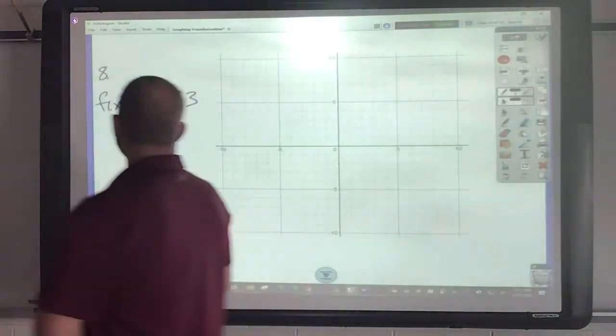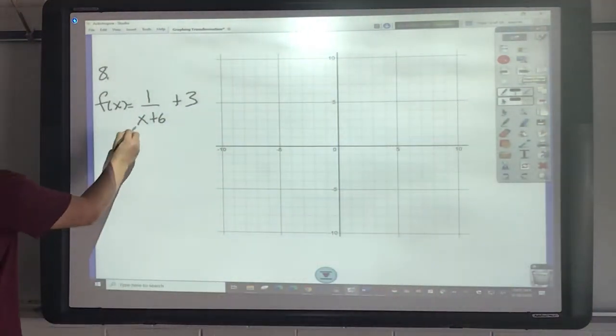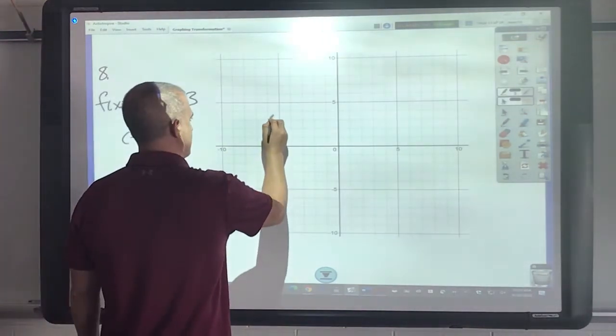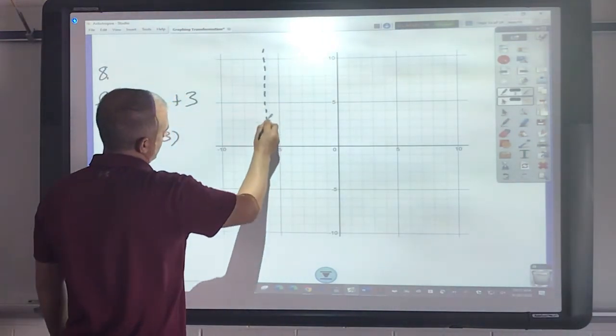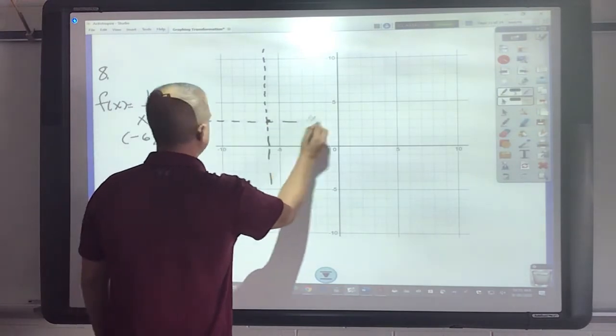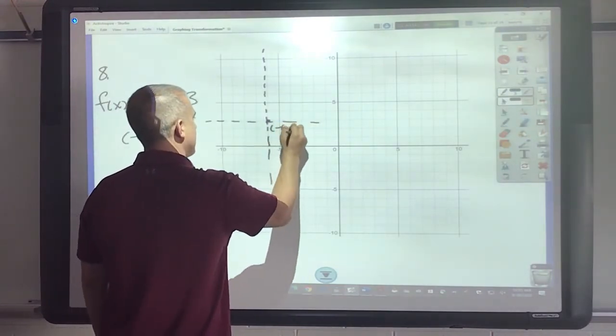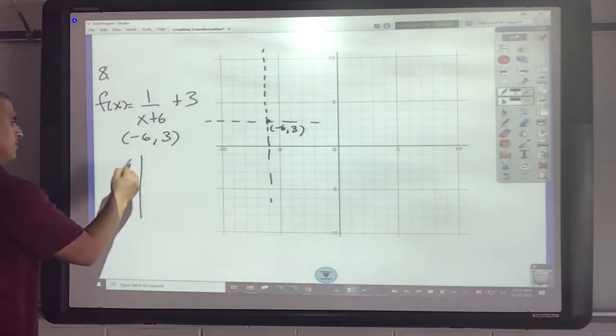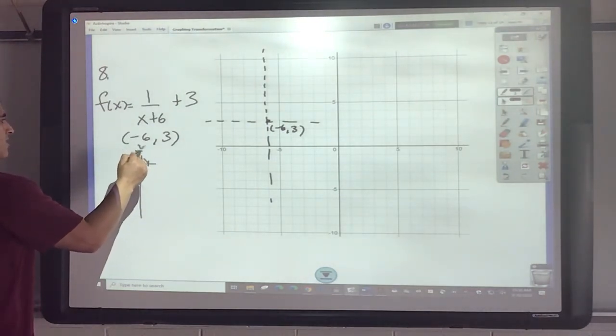And then this last question, okay? My anchor point is -6, 3. So -6 over, 3 up. I'm going to do this, and I'm going to do this. I'm gonna label my anchor point because I think that's going to help me, okay? So I'm doing the rational function.